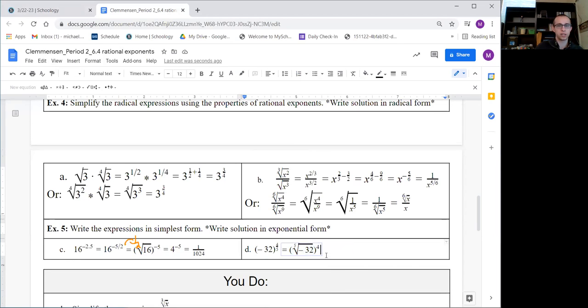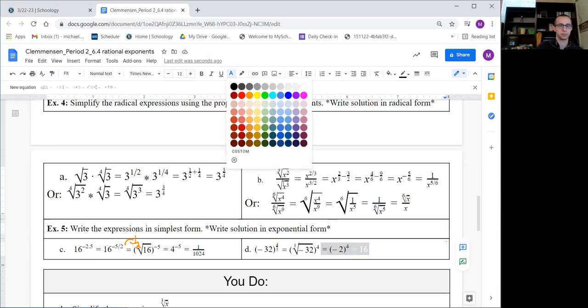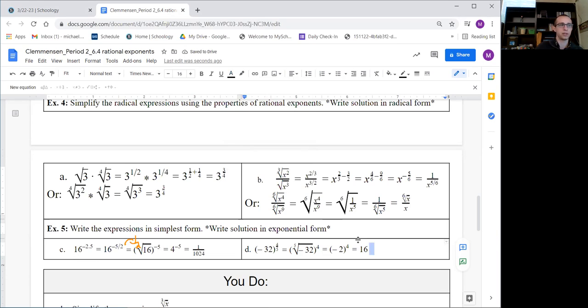Turns out the 5th root of negative 32 is negative 2. And negative 2 to the 4th power, negative 2 times negative 2 times negative 2 times negative 2, is 16. So it becomes a very nice answer in the end. Now, if you don't know that negative 2 to the 5th power is negative 32, that's fine. You'll just have to use a calculator to figure out if it's 5th rootable, all that type of stuff.